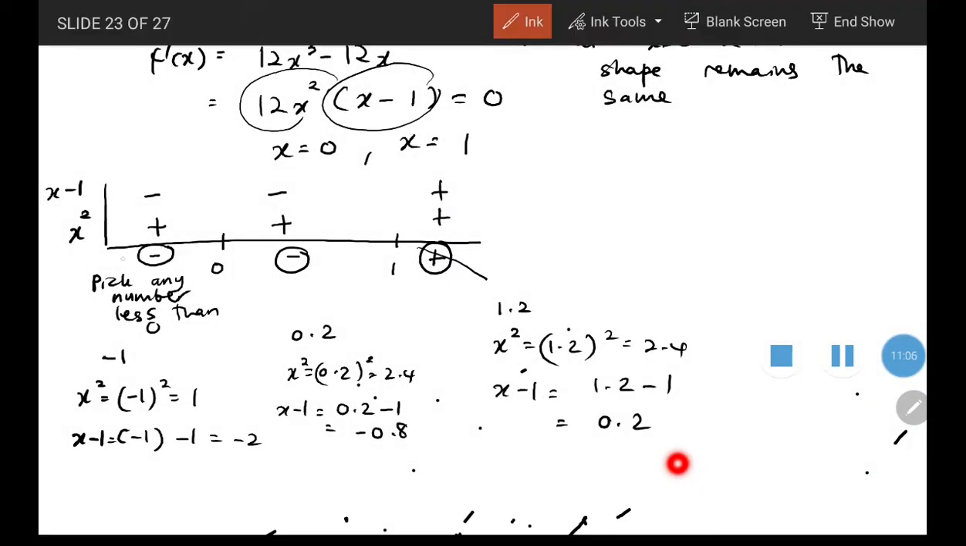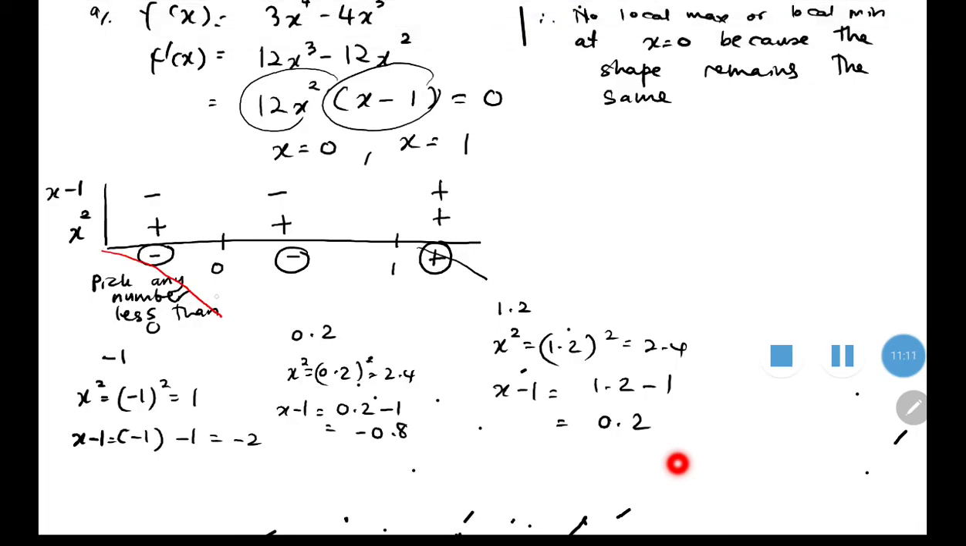When the value is negative, it is decreasing from less than 0, and then again it is decreasing from 0 to 1. Only from 1 to infinity it is increasing. Okay, so that's what I mean. There is no local minimum or maximum at x equal to 0 because the shape remains the same, which is, it remains decreasing.